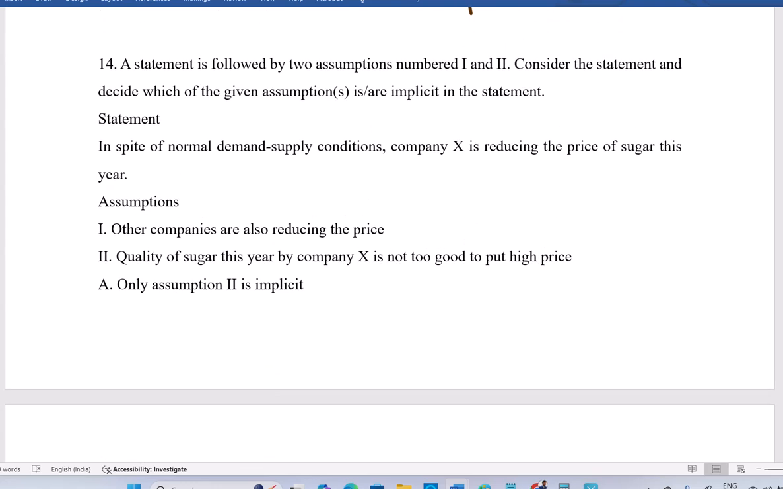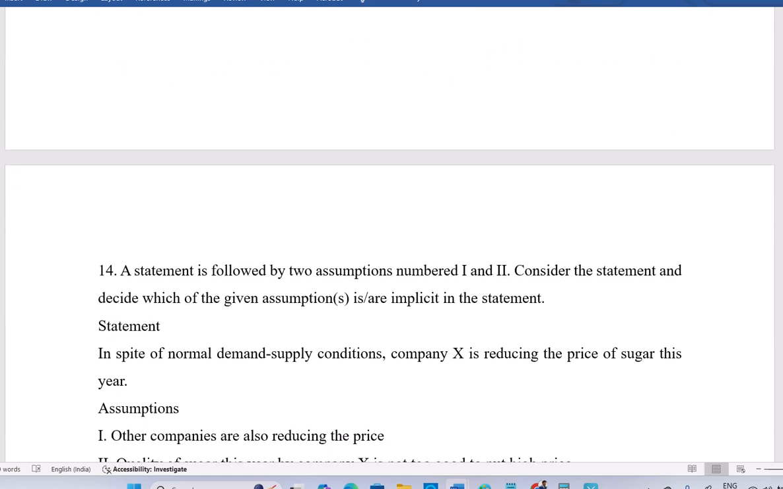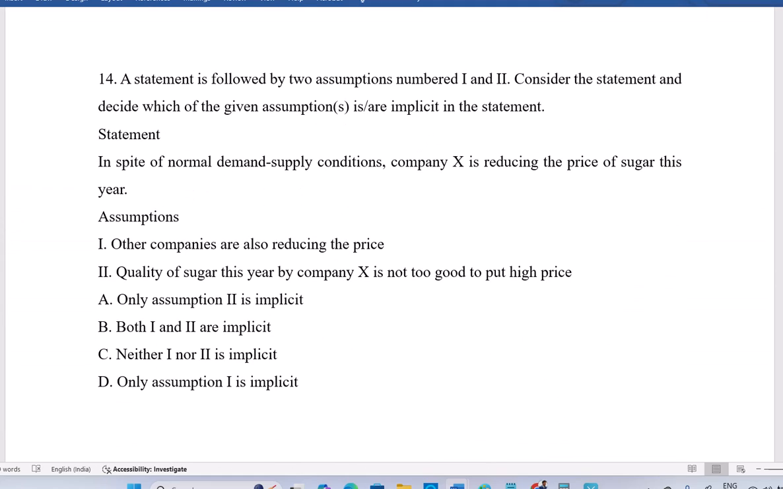Statements and assumptions. Statement. In spite of normal demand supply conditions, company X is reducing the price of sugar this year. Other companies also reducing the price. That's the assumption? No, he is reducing the price maybe due to competition also, right? See, I have a new market. Okay, I have a shop. Beside me, a new shop is open, right? So to not lose my customers, I'm reducing the price so that they'll come, and that is also maybe a chance, right?